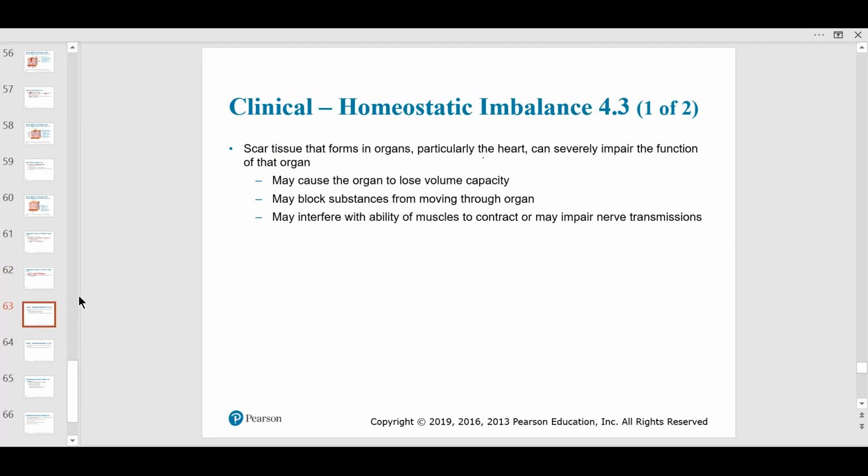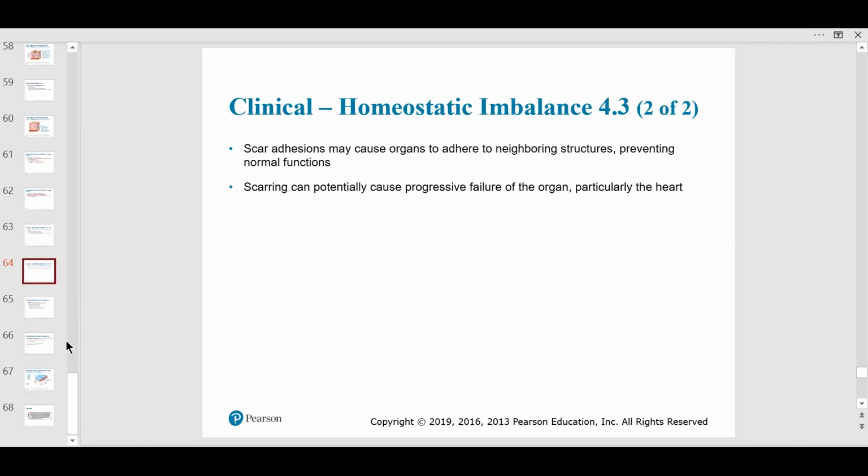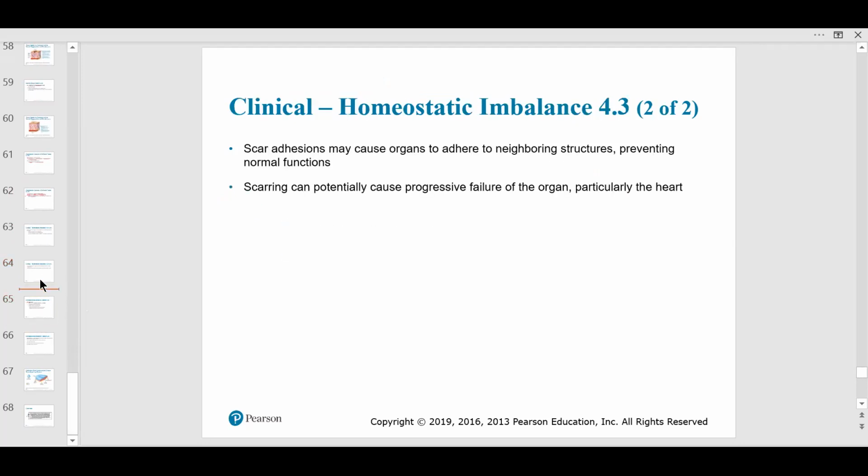So of course, if you have dead tissue, it's going to impair the function of the heart, especially. Again, we're not doing heart, unfortunately, this semester, so we're just doing bone and muscle and nerve, basically. So you really have to know muscle. And we're doing only skeletal muscle.